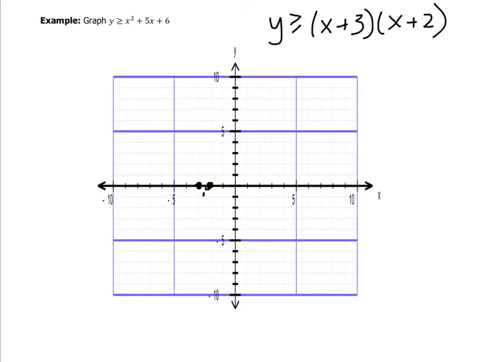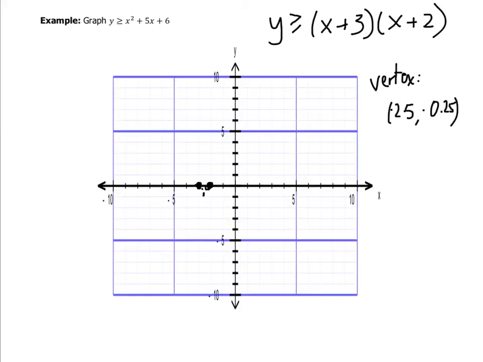Okay, so you could try x equals -2.5 for the vertex, right? Halfway between the two x-intercepts is -2.5 for x. Well, we'll plug that in for y and see what we get here. (-2.5) squared plus 5 times (-2.5) plus 6. I typed it in and I get -0.25. Okay, so it's just barely down there.